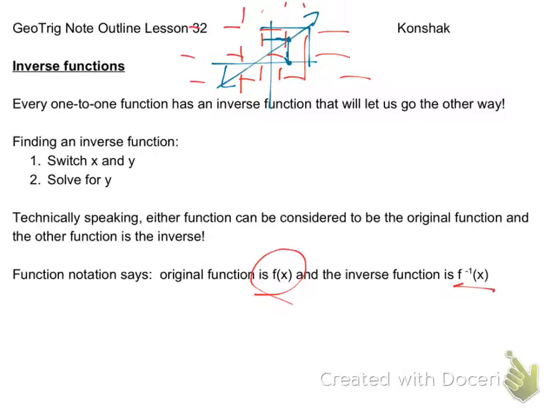It also says that either function can be the original function, or its inverse can be the original function, because they both are inverses of each other. One or the other can be considered the original, the other one the inverse. So that's why we go to function notation and say f of x is our original function, and f inverse is the one we found, which is our inverse.